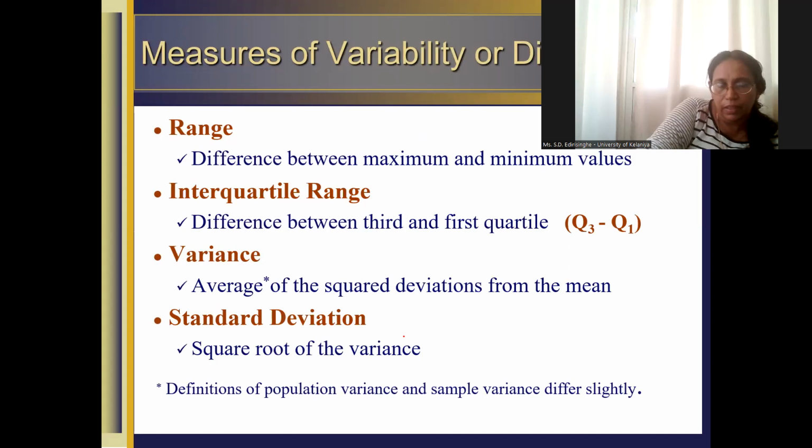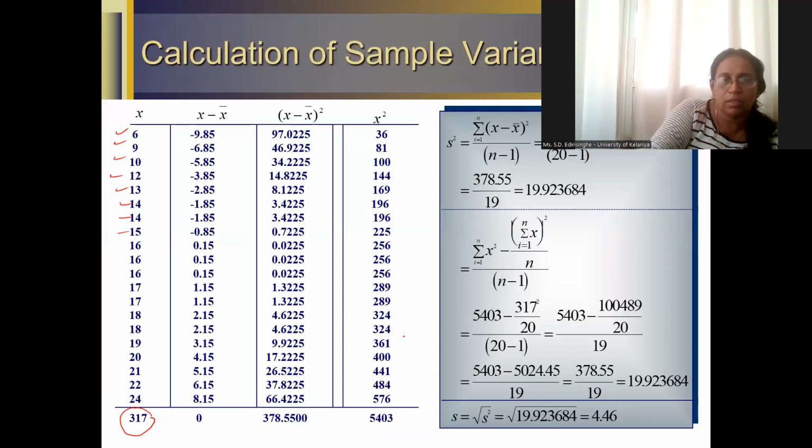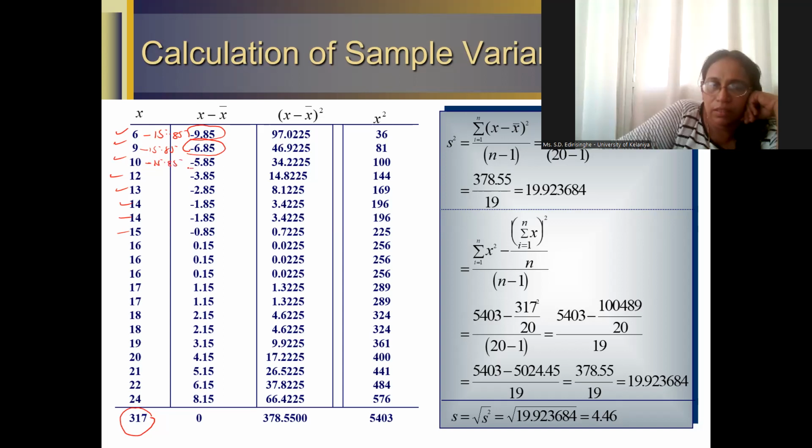Remember the figure and let's go here. So 6 minus 15.85, that is minus 9.85, since the mean is larger than 6. Again 9 minus 15.85, that is minus 6.85. 10 minus 15.85, that is minus 5.85. Likewise, you can find all the others. So finally, you will get 0 here. So 0 will be the total.